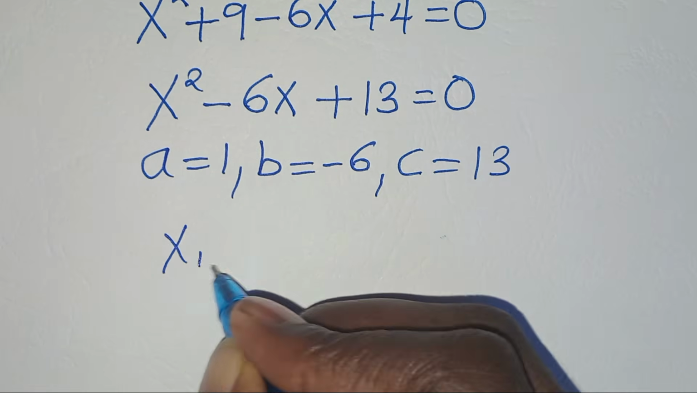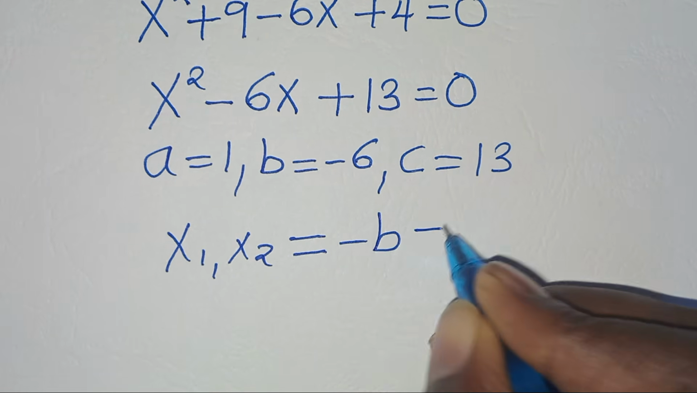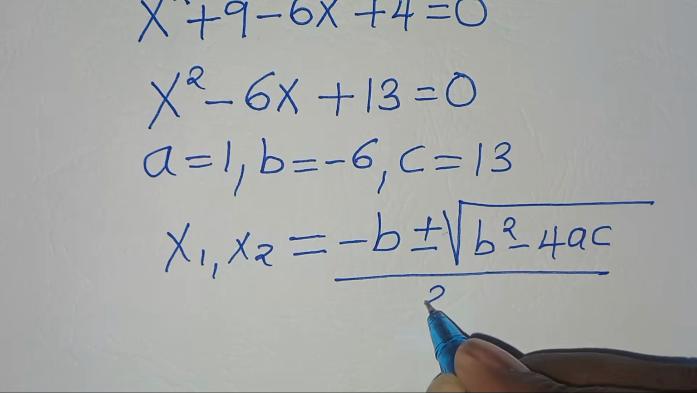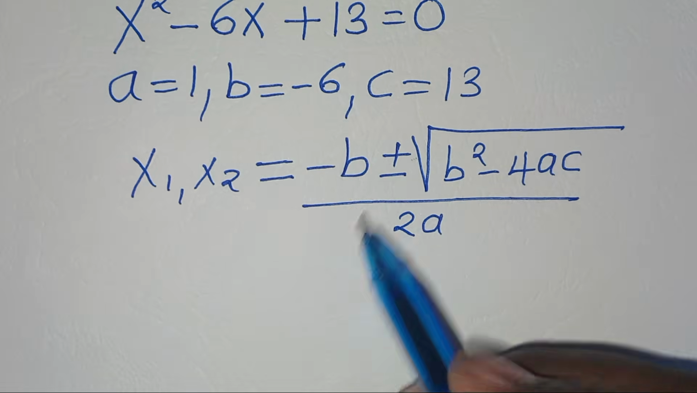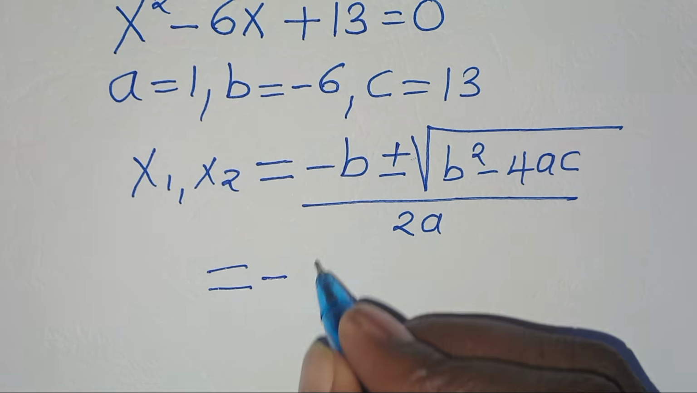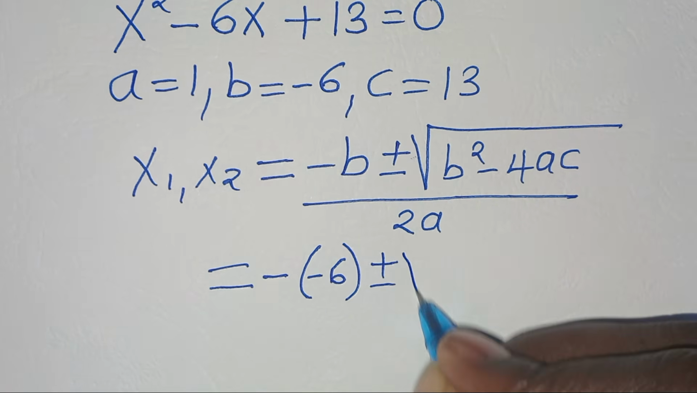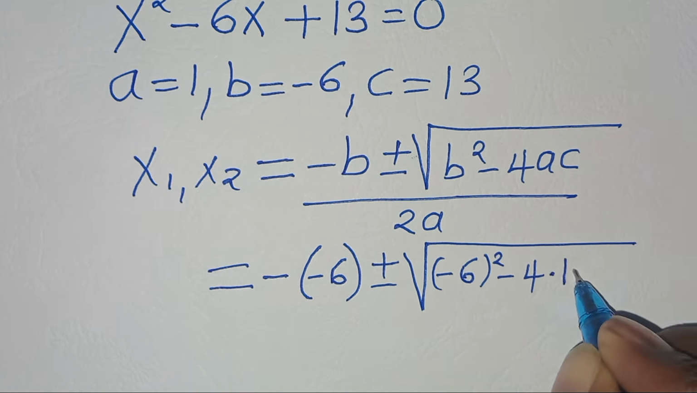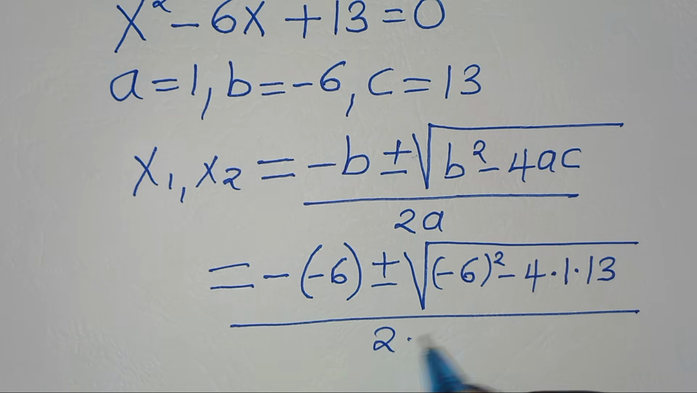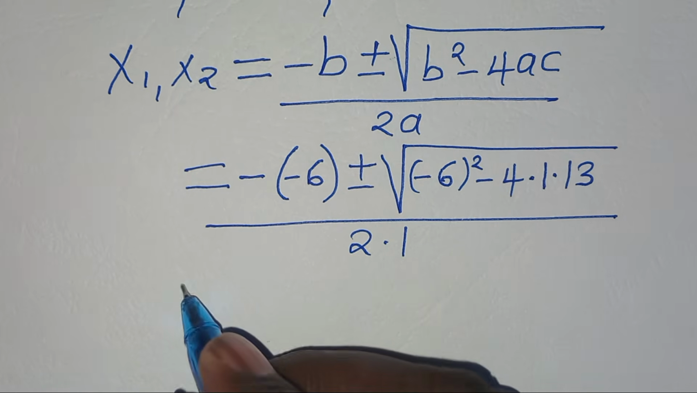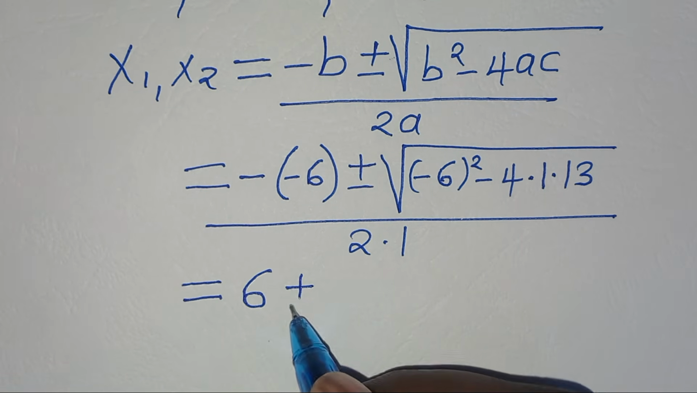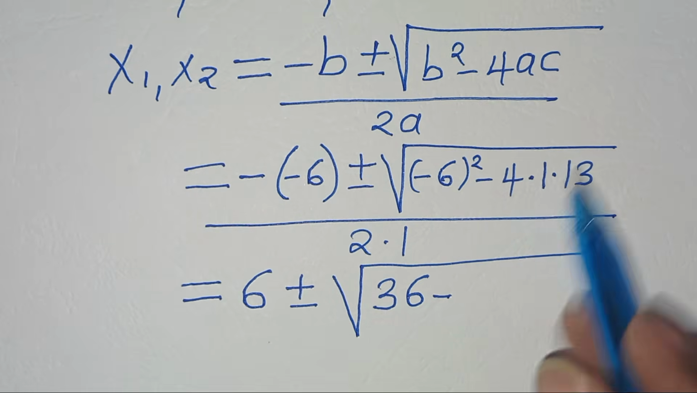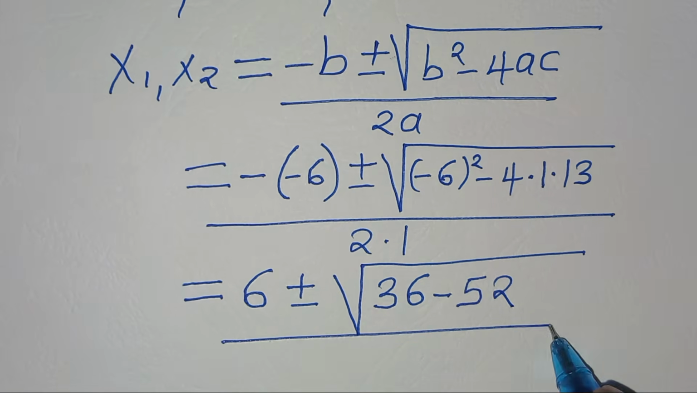So this means we can solve for x1, x2 by applying the quadratic formula, which is negative b plus or minus the square root of b² − 4ac, divided by 2a. So let's substitute the values of a, b, and c in this formula. We have negative times negative 6, this is 6, plus or minus the square root of (−6)², which is 36, minus 4 times 13, this is minus 52, divided by 2.